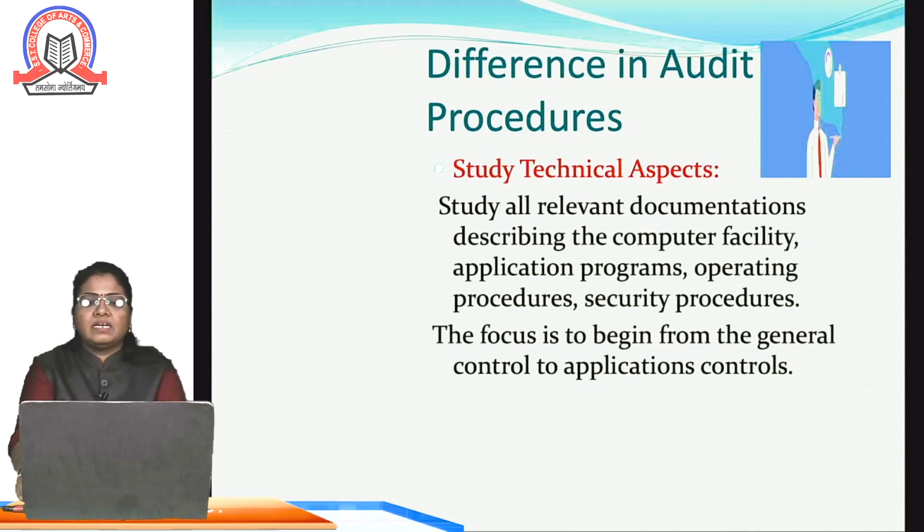There are differences in audit procedures. Study technical aspects. Related to study technical aspects, one should study all relevant documentation describing the computer facility, application programs, operating procedures, and security procedures. The focus is to begin from the general control to application control. So audit by studying technical aspects starts from the book and ends in the system, the computer.